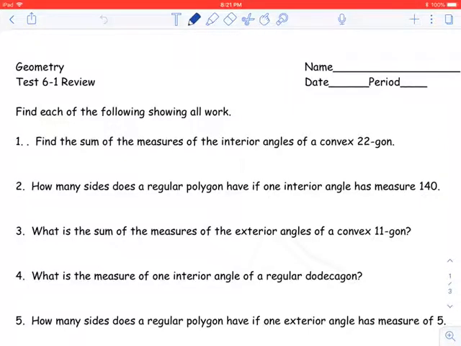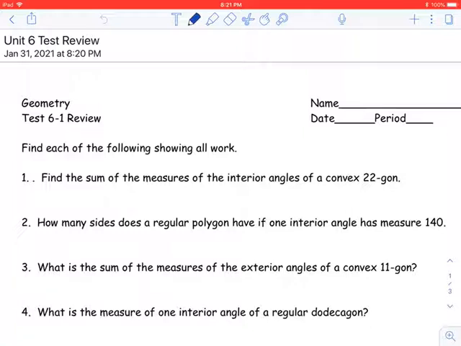All right, geometry. We are getting ready for our Chapter 6 test. So this is the review for that. It's over polygons. This first section talks about the sum of interior angles. So if you recall back to that, the sum of the interior angles is just 180 times how many triangles there are going to be. And how many triangles there are depends on how many sides. So the number of sides and then minus 2.